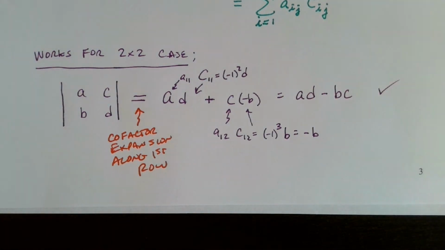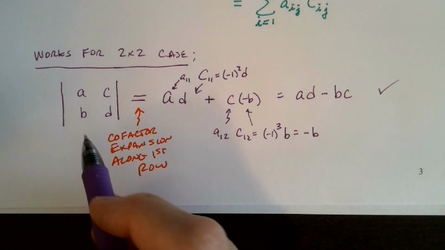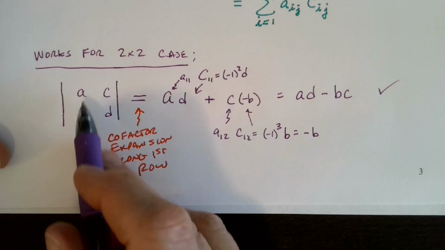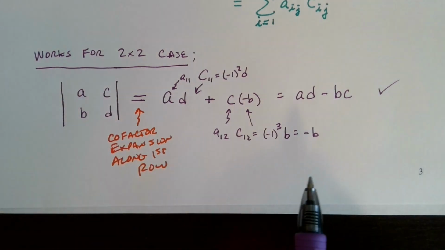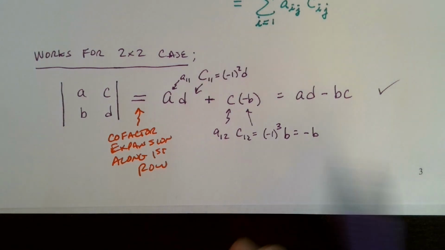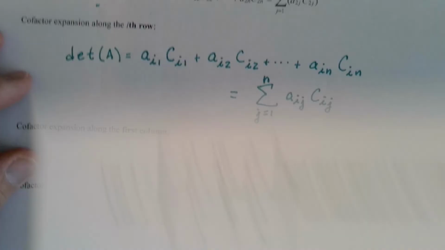And it checks, right? It does work for the 2 by 2 case. And I'll challenge you to do cofactor expansion along the second row, or along the first column, or along the second column, and show that you get the same thing all three ways, which you will. Okay, so now that we know cofactor expansion, let's move on to find the determinant of a 3 by 3 matrix.